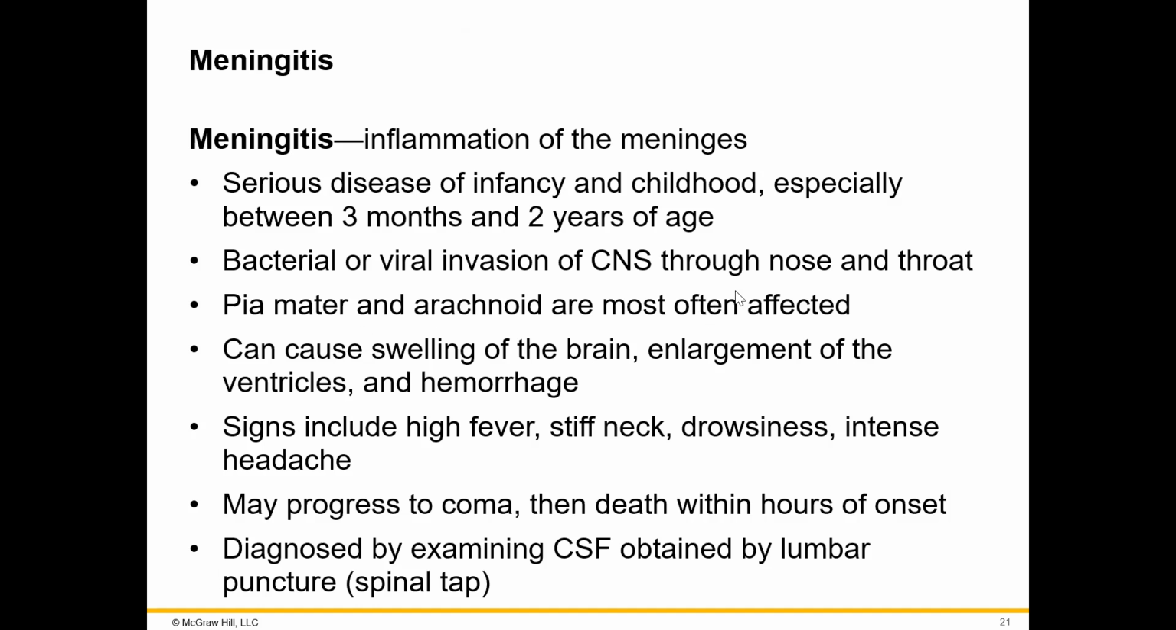The pia mater and the arachnoid mater are most often affected, and they can cause swelling of the brain, enlargement of the vesicles, and hemorrhage. Signs include high fever, stiff neck, drowsiness, and intense headache. They are diagnosed by examining the cerebrospinal fluid obtained by lumbar puncture, known as a spinal tap.